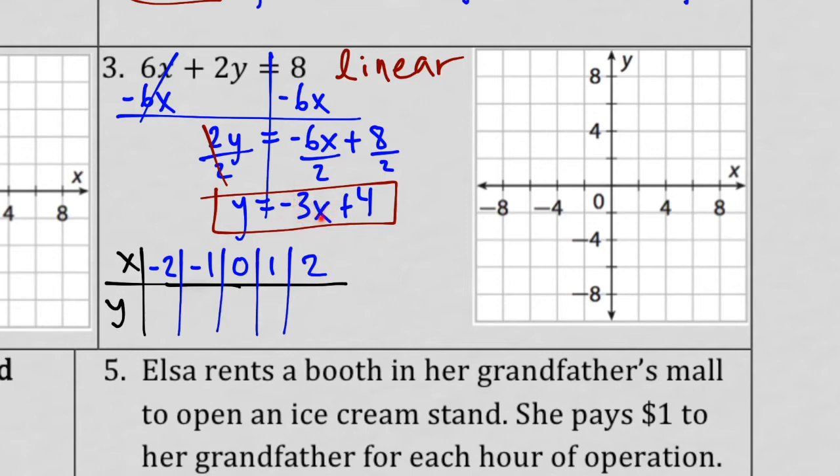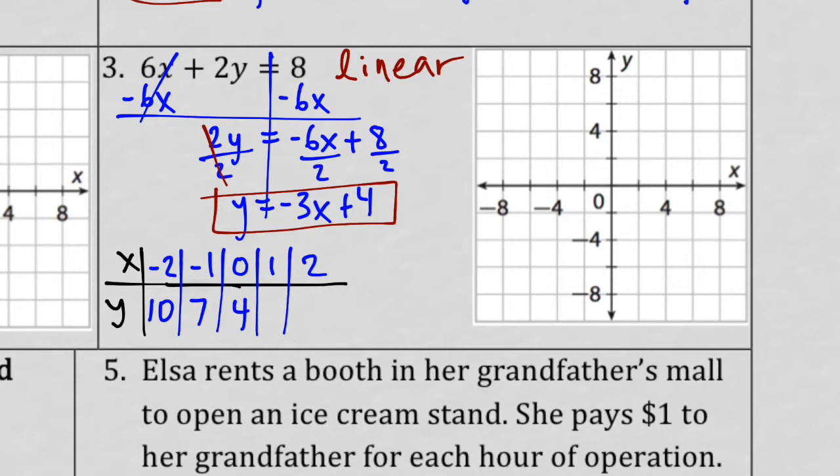Negative 3 times negative 2 is 6, right? Negative times negative. Negative 3 times negative 2 is 6. 6 plus 4 is 10. That's 10. Plug in negative 1, the next one. Negative 3 times negative 1 is positive 3. Negative times negative, positive 3, plus 4 is 7. To the next one. 0. Negative 3 times 0 is 0, plus 4 is 4.